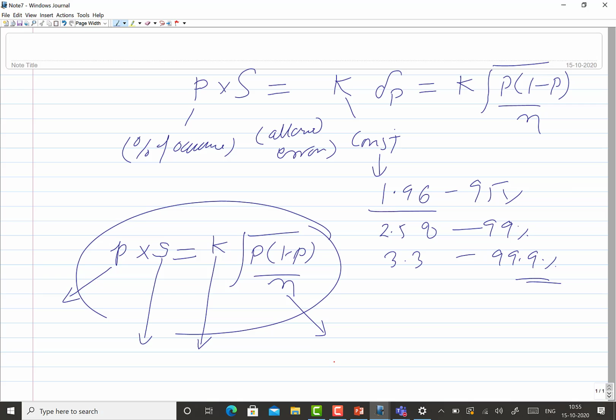Based on this equation I'll give one example maybe next time, so that you have more clarity on how it is actually done to arrive at the desired number of observations for making the study, for making the work sampling.